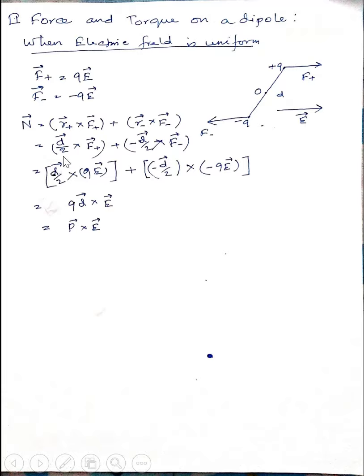So naturally, torque will be like this: R plus cross F plus and R minus cross F minus. If I replace R plus by d by 2, you know it is d by 2 with respect to the origin, and if I replace the forces, I will find this expression P cross E, or you can say pE sin theta, right?